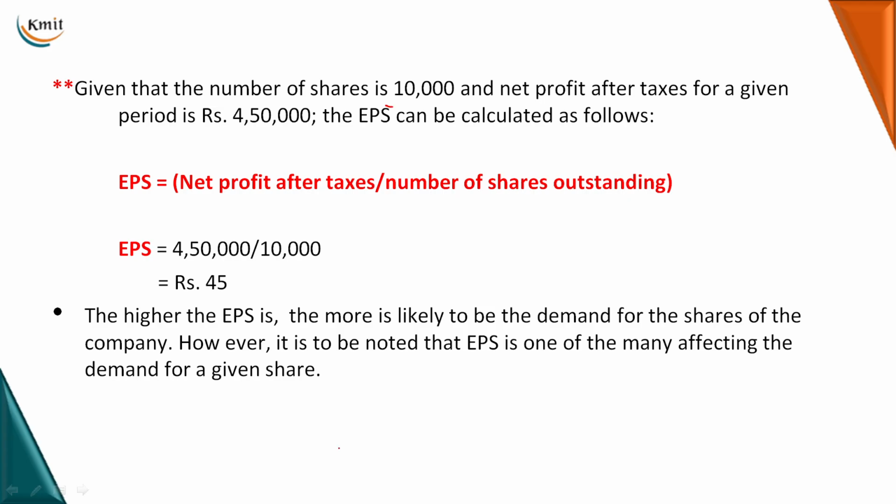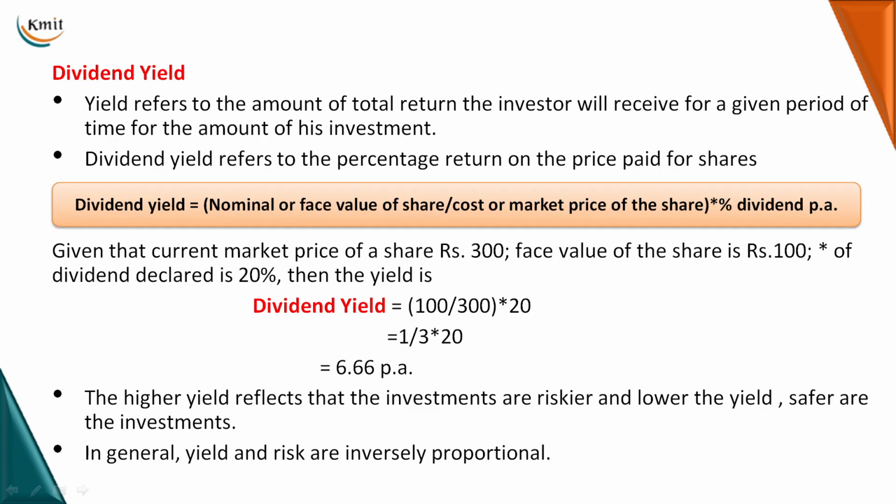Now number of shares is given as 10,000 and net profit after taxes for a given period is 4,50,000 and earnings per share is to be calculated. Substituting the values, it is coming to 45 rupees. Higher the EPS, the more is likely to be the demand for the shares of the company. However, it is to be noted that EPS is one of the many factors affecting demand for the given share.